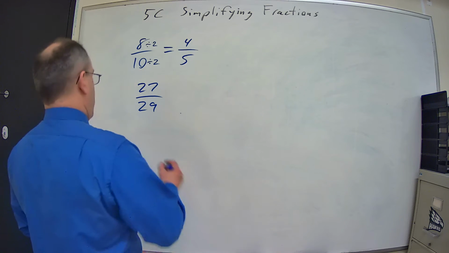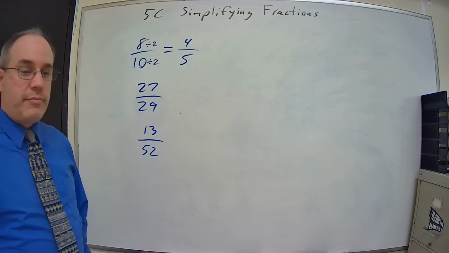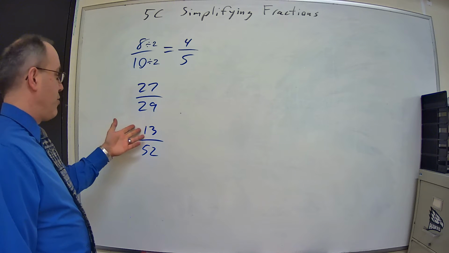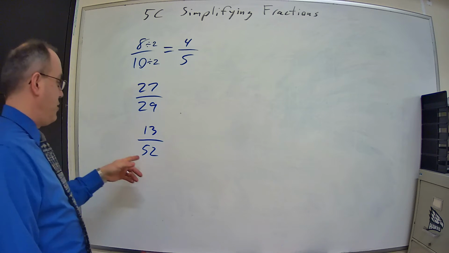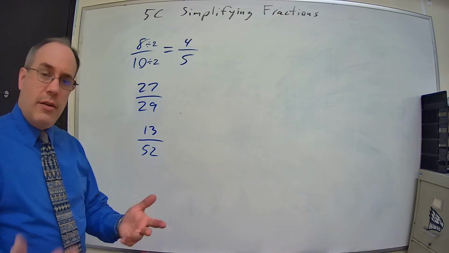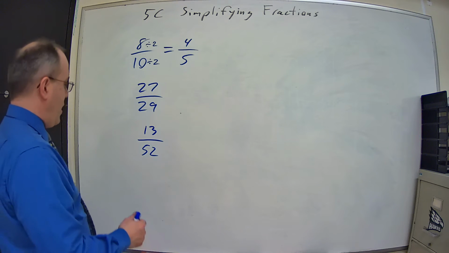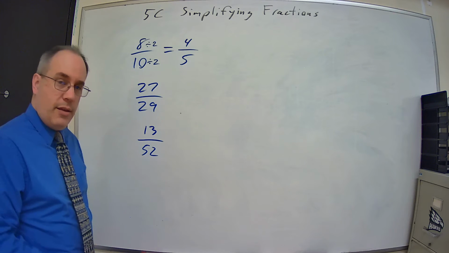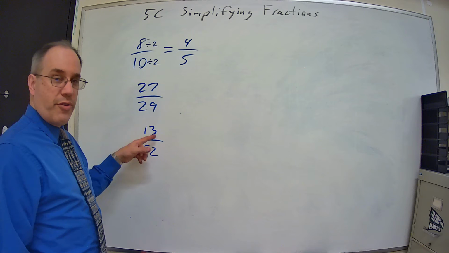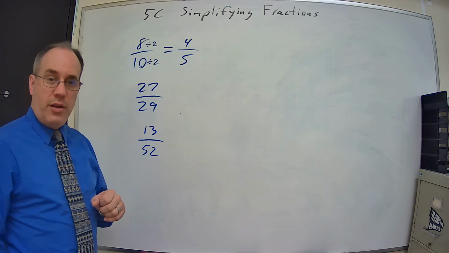Well, what about 13/52? Well, 13/52, we can look at, well, I don't know, it's like 13. 13 is a prime number, 52 is not. I'm not seeing anything obvious here, but let's break this down a little bit and go, well, wait a second. Here's a possibility. If this is a prime number, we know we're not going to find any factor other than 1 and 13 here. So what if we just try dividing this into the 52?